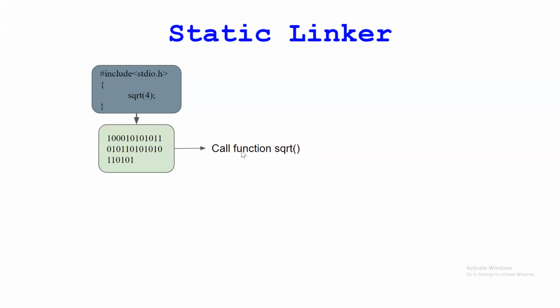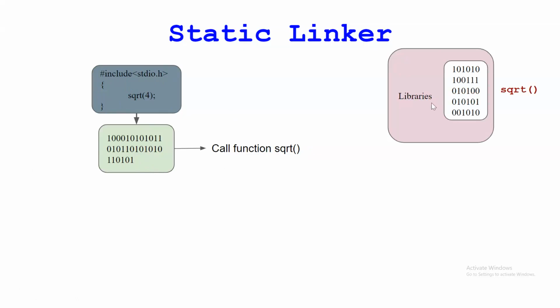And it is calling the sqrt function. This is converted to the object file for this include stdio.h, and now we are calling the sqrt function. Now suppose this is the sqrt function. This is the library, because sqrt is an inbuilt function, and the machine code for that sqrt is this one. You can see here, right?